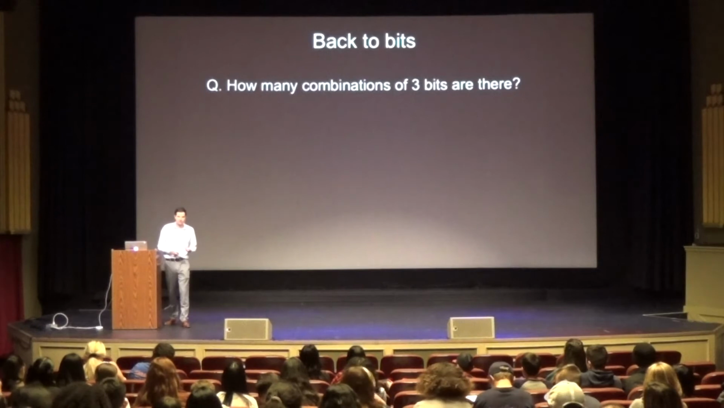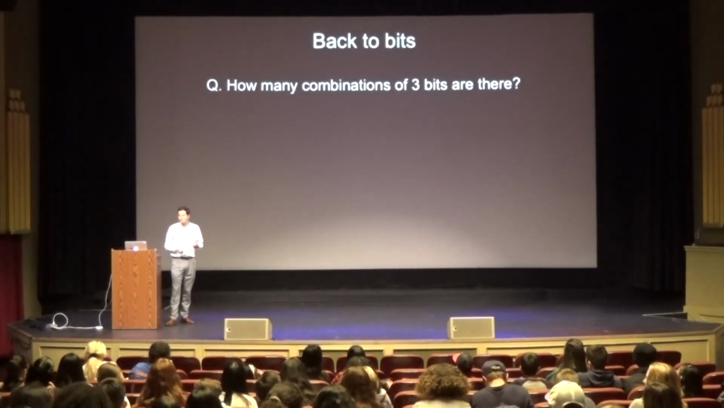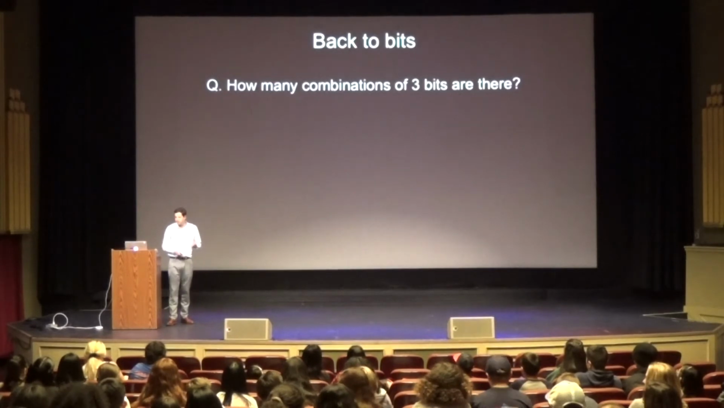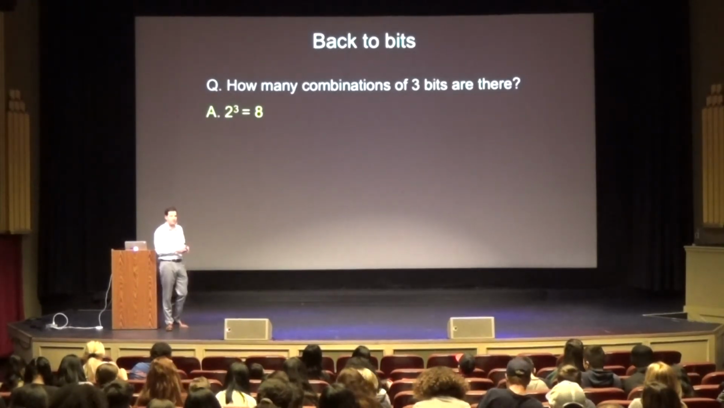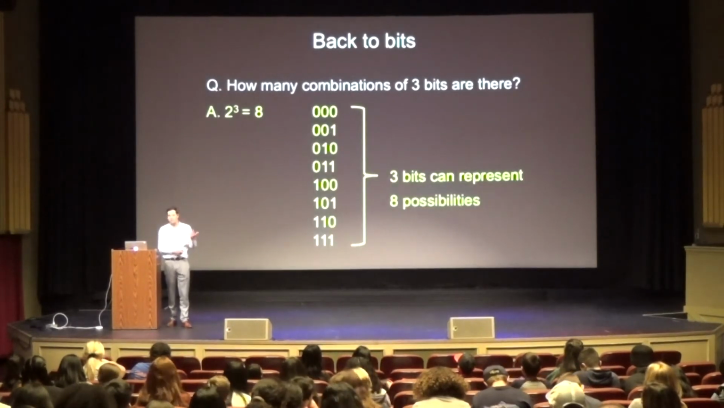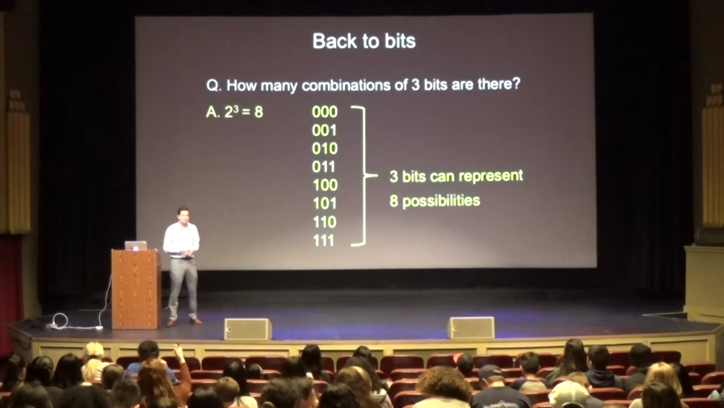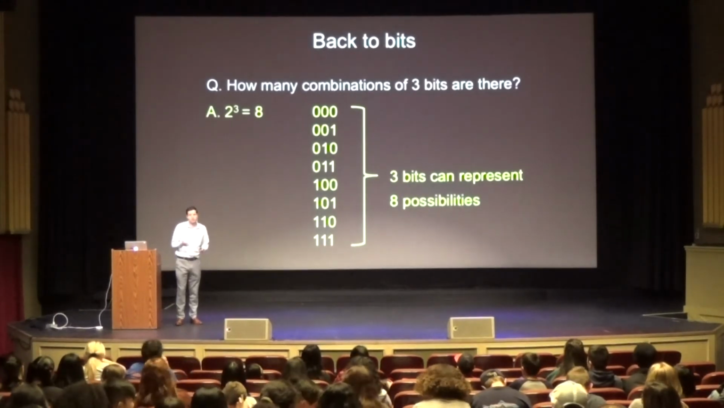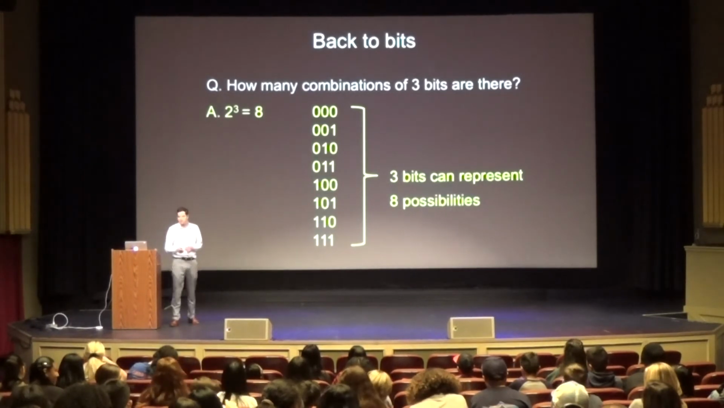Okay, what about 3 bits? How many combinations of 3 bits are there? The answer is 8. So 2 to the third power, 2 times 2 times 2. And here they all are from 0 0 0 to 1 1 1. So with 3 bits, you get 8 labels. You get 8 different combinations. You can label 8 different things with 3 bits.